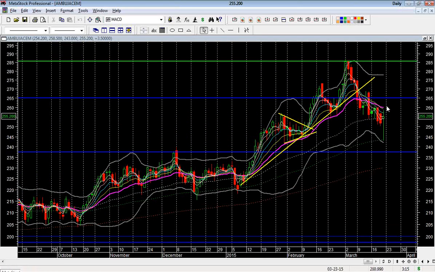Any move to 260, I think it's 255 now, 260 should be used for shorting. However, you would be very cautious on this with a very long lower shadow. Could be a very big hammer that has been put in place. And if it does recover, then I would say long only above 267, 270. Till then, don't go long on it.